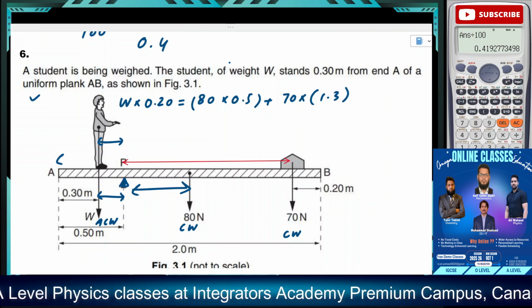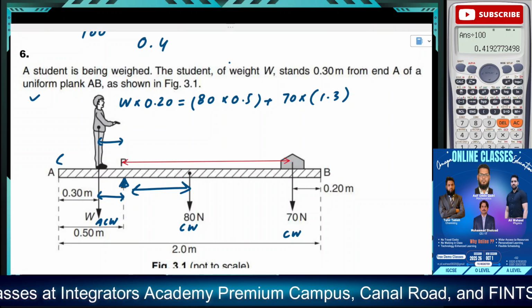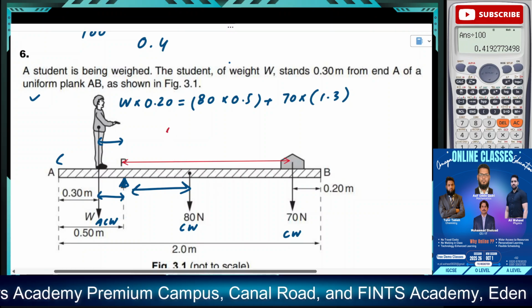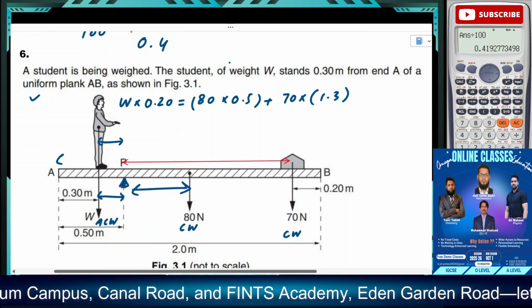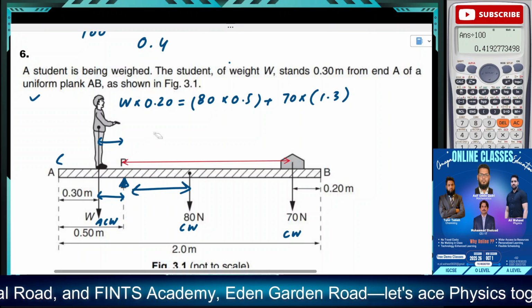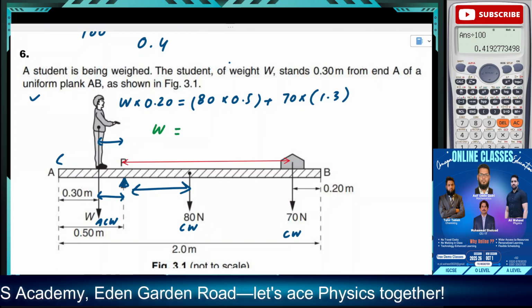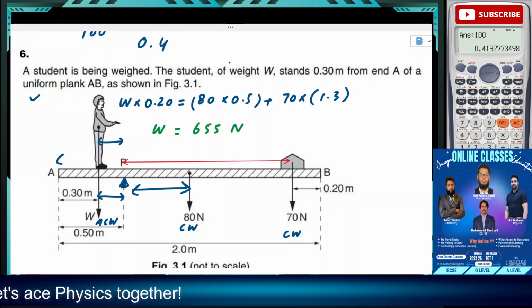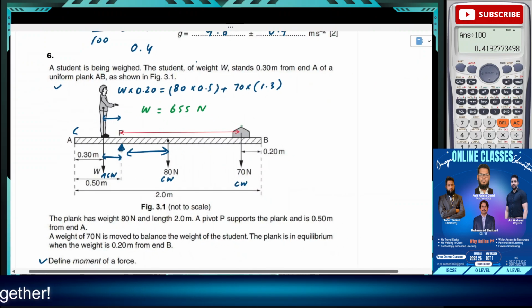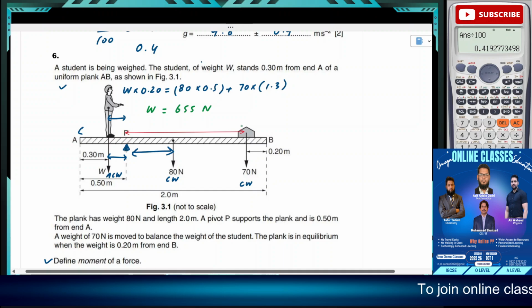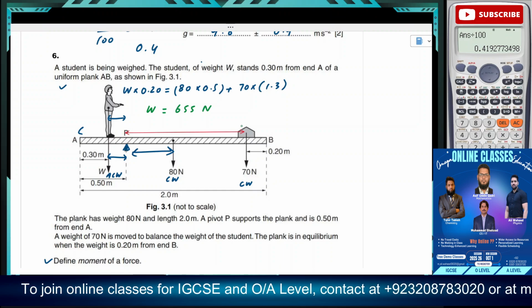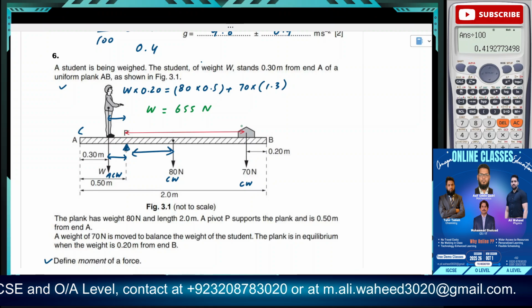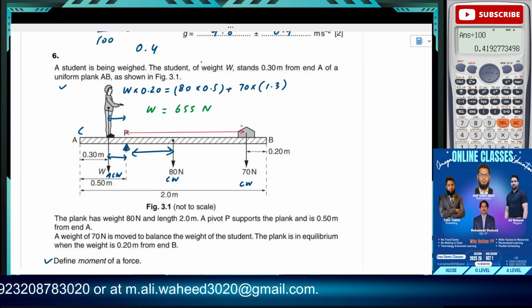So W times 0.2, 80 times 0.5, 70 times 1.3. If you hit it on the calculator for the value of W, the weight of the person would be 655 Newton, which makes sense also. And keep in mind, it's not the mass of the person, it's not in kilograms. So 655 Newton, if you convert it into kilograms, it would be something like between 65 to 70.